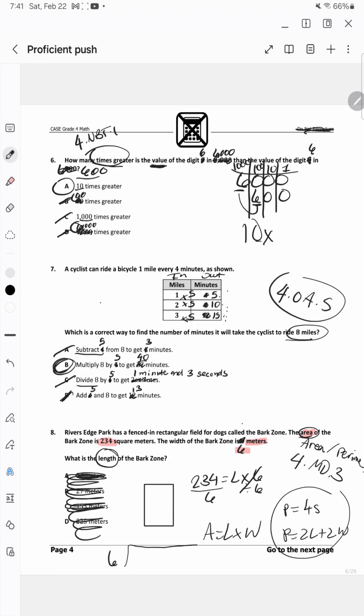Here we can go ahead and do 234. And then think about it. How many times? I can't fit 6 into 2 at all, but I can make it fit in 23. So I would say, how many times can 6 get close to 23? And if you think about your multiples of 6, 6.